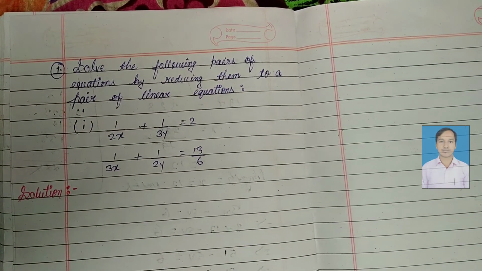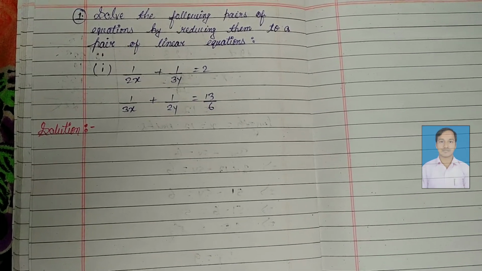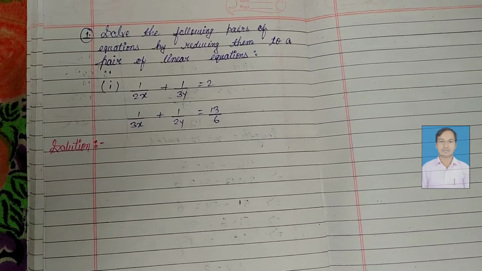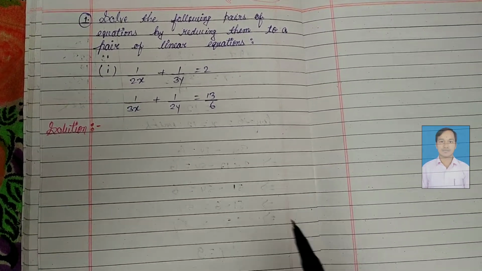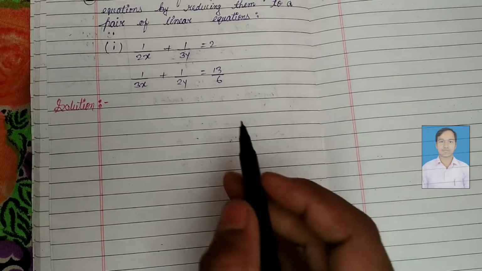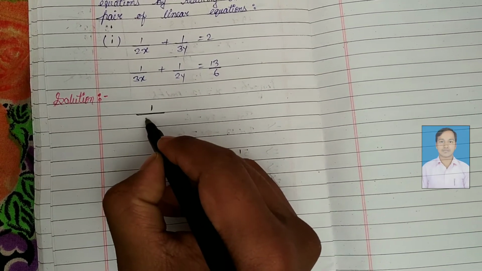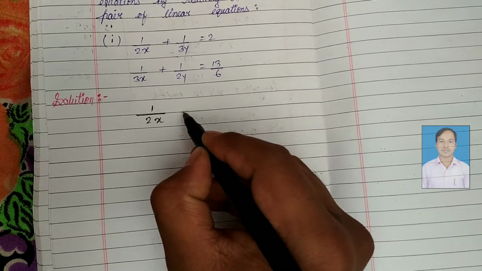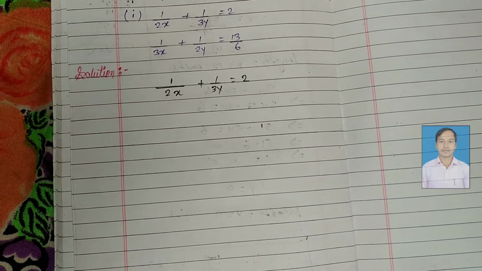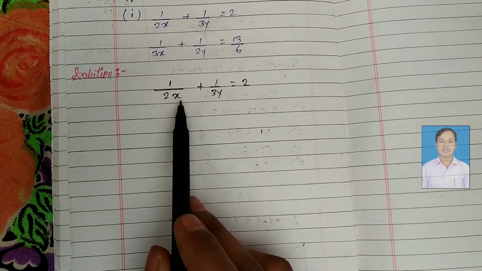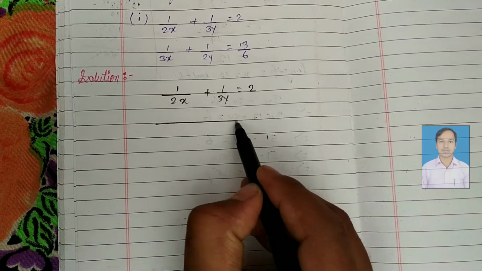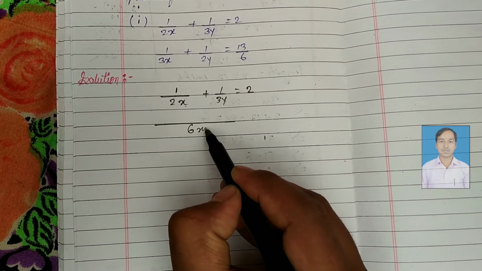Now come and try to understand the solution of this question. Basically, my dear student, what is written here? 1 by 2x plus 1 by 3y is equal to 2. So first write this first equation. Now, can you take the LCM of 2x and 3y? This will be 6xy.